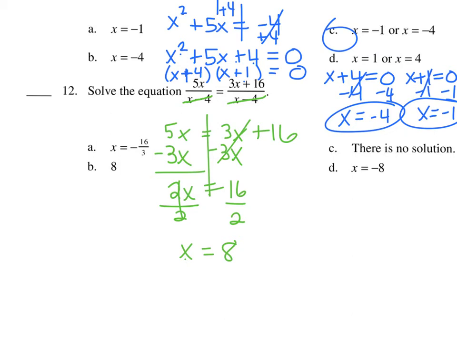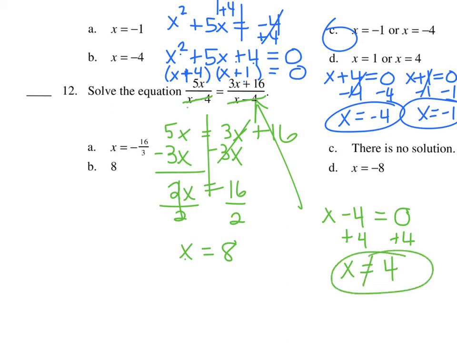The only thing we need to check, because we did have an x on the bottom, is our excluded value. What's the only number on the bottom that would make that denominator 0? Well, if you set it equal to 0 and solve, the only number that would make it 0 is positive 4. So that's our excluded value, because if x is 4, 4 minus 4 would be 0. Did we get 4 for the answer? No. x is allowed to be 8, so our final answer is 8. If we happened to solve this and got that the answer was 4, and 4 was the excluded value, then we would say we have no solution.